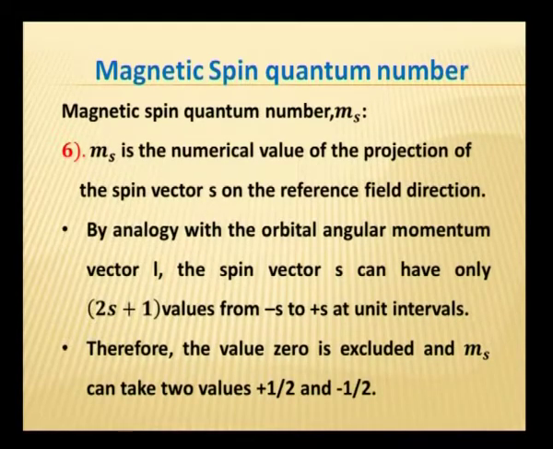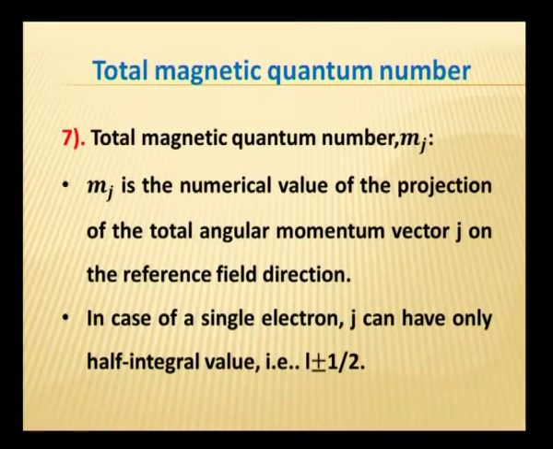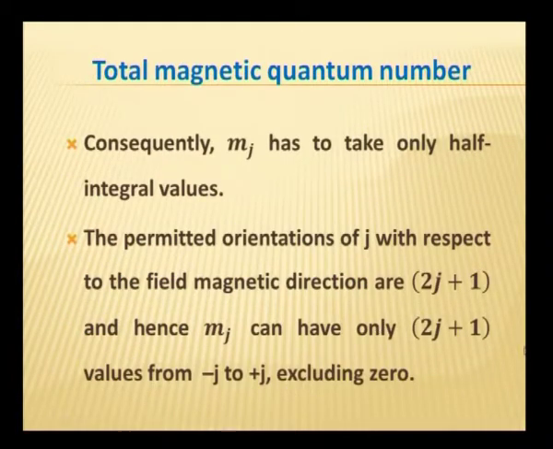Suppose it takes some other value, then of course you go to mj, the total magnetic quantum number. Similar to ml and ms, mj will take 2j plus 1 values, which we discussed to a certain extent in the last lecture. The 2j plus 1 values range from minus j to plus j excluding 0, because your j is the sum of l and s, so a half will come in, and therefore 0 will be absent in the case of mj. Once again, there are 7 quantum numbers: n, l, s, j, and then the projections ml, ms, mj.